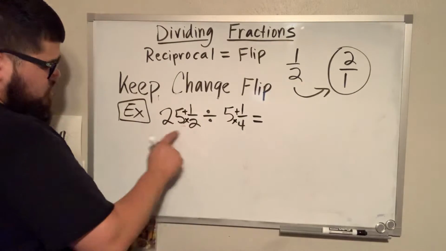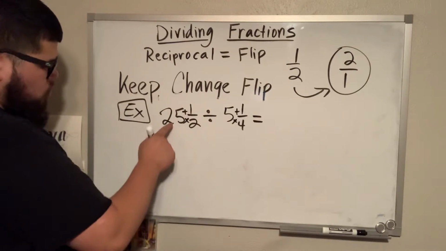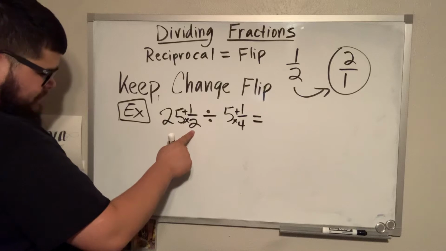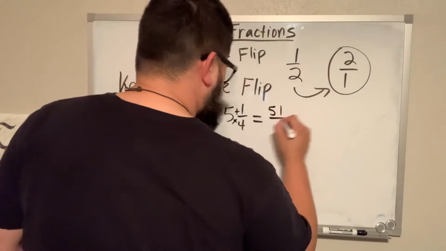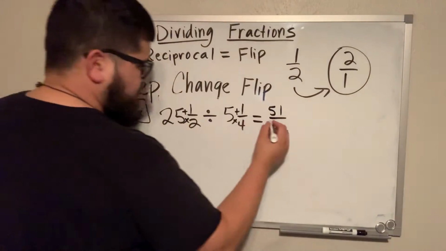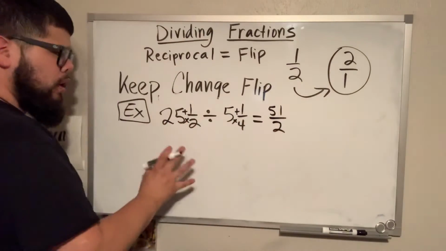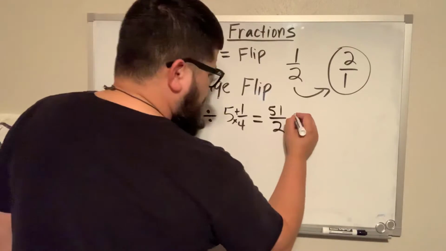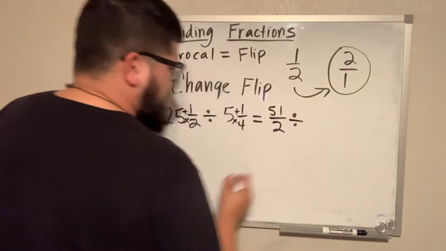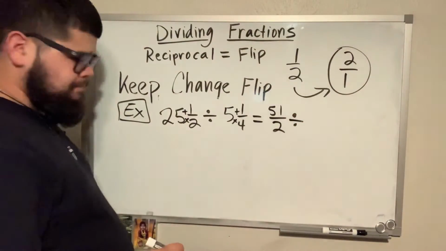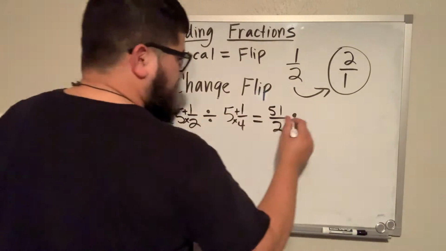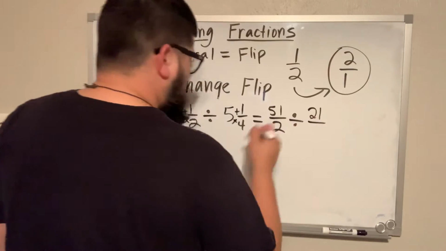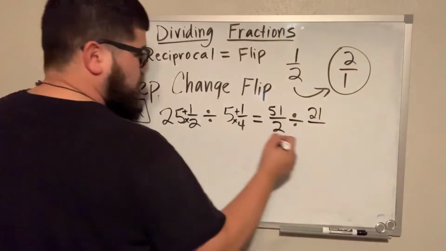Then we multiply first because of the order of operations. So 25 times 2, 50. 50 plus 1, 51 over original denominator, 2. And again, at this point right here, we still have the division symbol. We are not using keep, change, flip right now. We're using the Texas method. 5 times 4, 20. 20 plus 1 is 21 over the original denominator, which we know is 4.